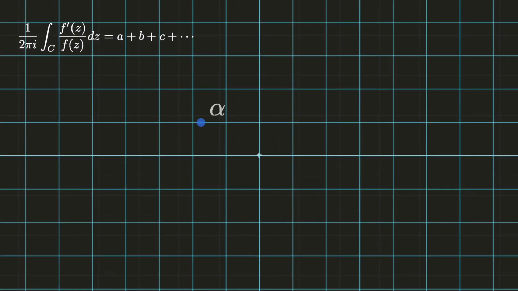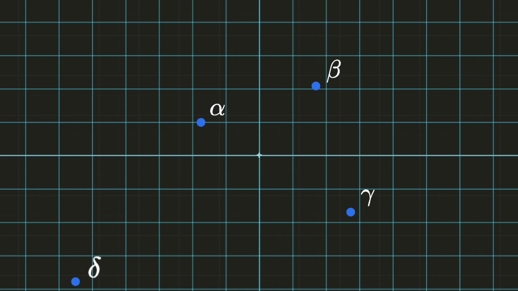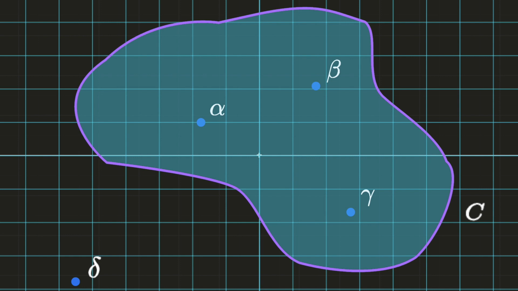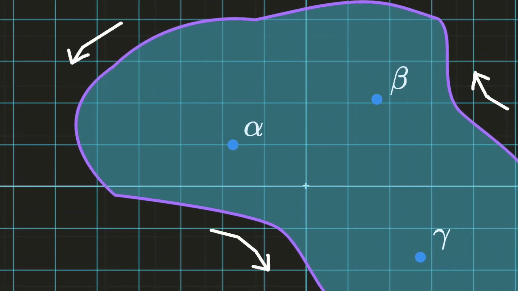Since the roots of f are complex numbers, we can plot them as points in the complex plane. Then we're going to draw a closed curve C which surrounds some of the roots, and this is going to form the boundary of a closed domain in the complex plane. And we're going to integrate the logarithmic derivative of f around this closed curve with a specific orientation.